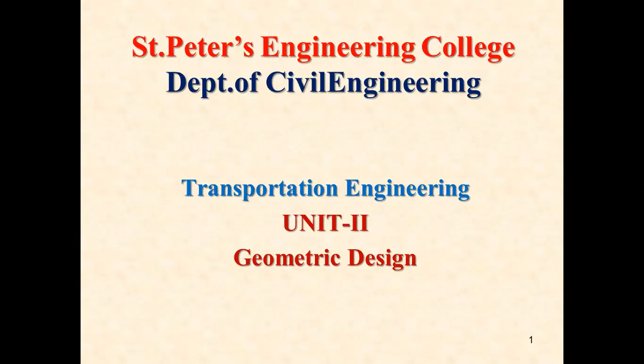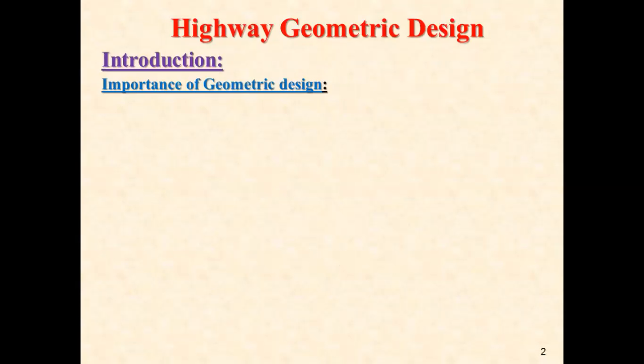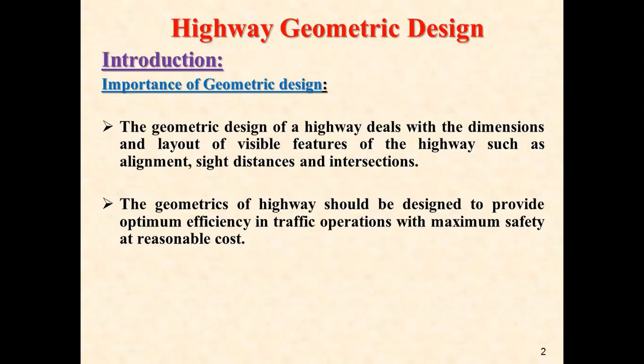Now we go for what the geometrical features are. Why is the geometric design required? The geometric design gives you the visible features, that is alignment, sight distance, and intersections. The geometrics of highways should be designed to provide optimum efficiency in traffic operations with maximum safety and reasonable cost. So these are the geometrical features we are going to provide.